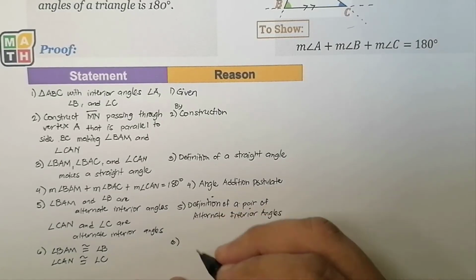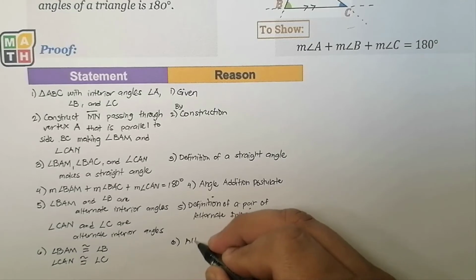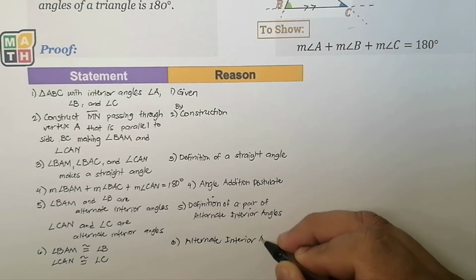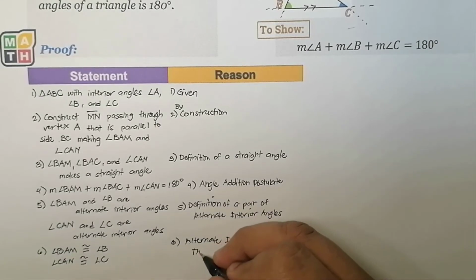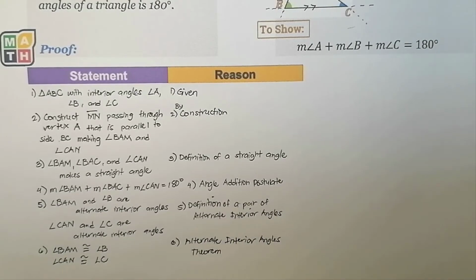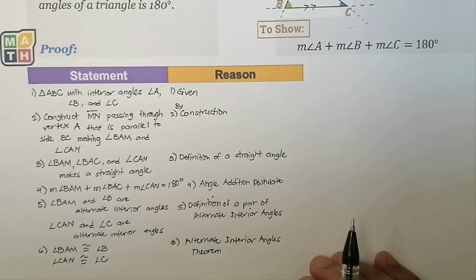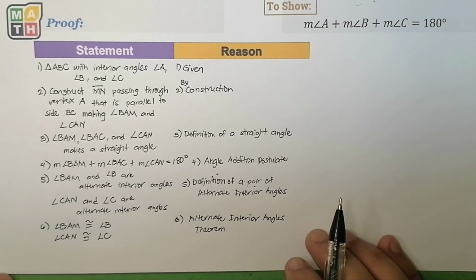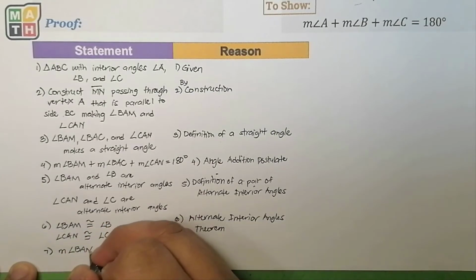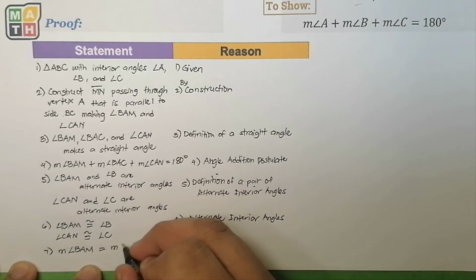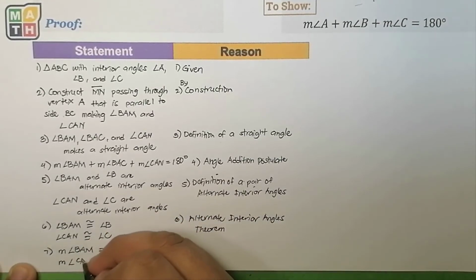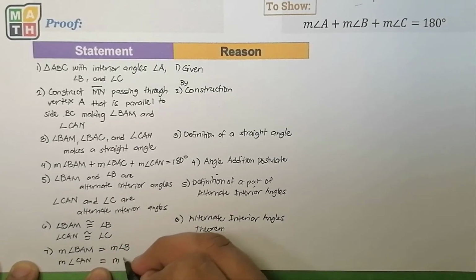This is by alternate interior angles theorem. Okay? Since they are now considered to be congruent, what we can say about their measurement is that the measurement of angle BAM is now equal to the measurement of angle B. Also, the measurement of angle CAN is also equal to the measurement of angle C.